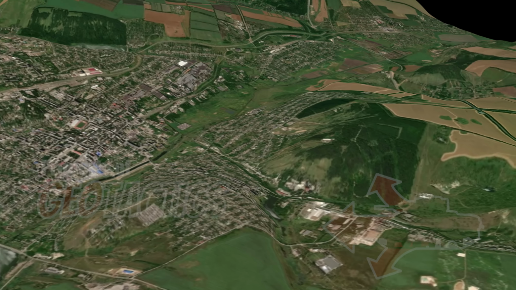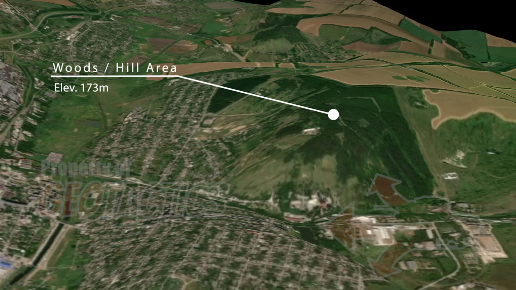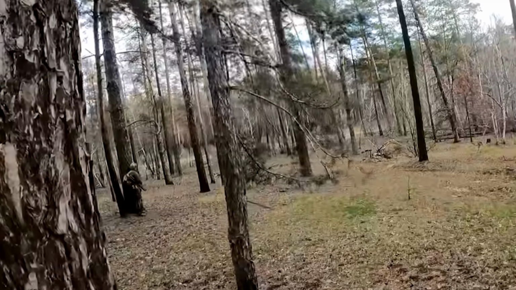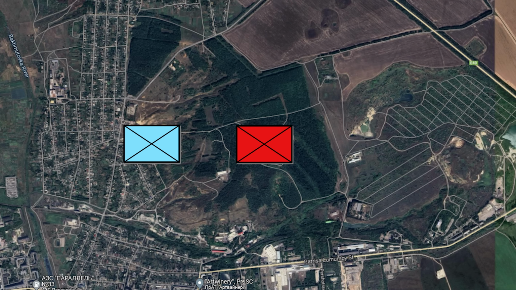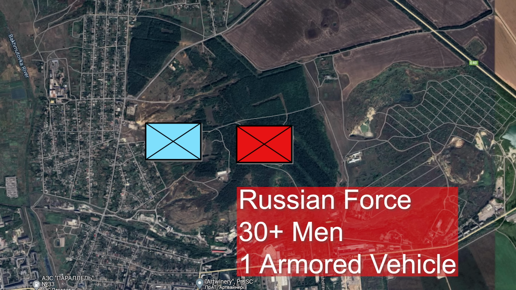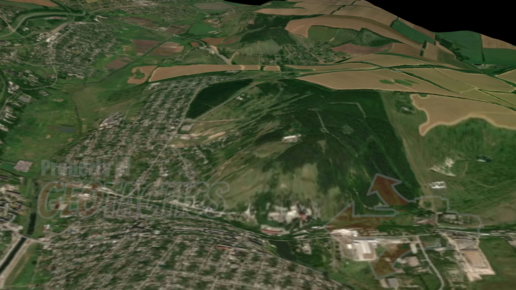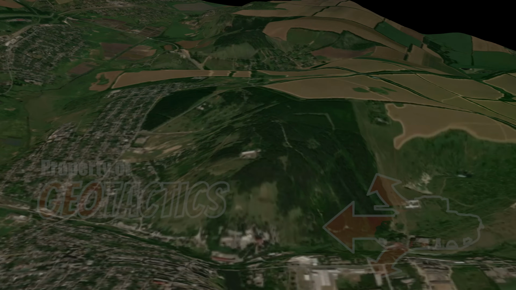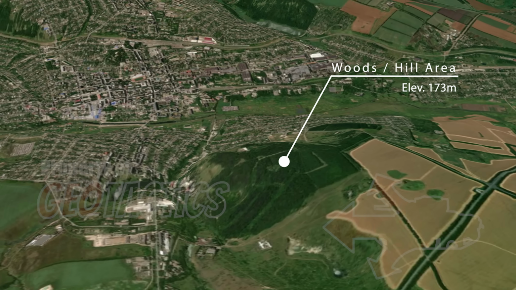Now let's take a look at the wooded forest area just a bit further north, where a firefight had been reported several days ago. In that skirmish, it appears that the Ukrainian forces of the 57th Motorized Brigade came upon a superior Russian force which included at least one armored vehicle or tank. The Ukrainians wisely withdrew to a safer position, thus leaving the area to the Russians. This wooded area has a height at its crest of approximately 173 meters, making it the highest area closest to the eastern portion of the city.